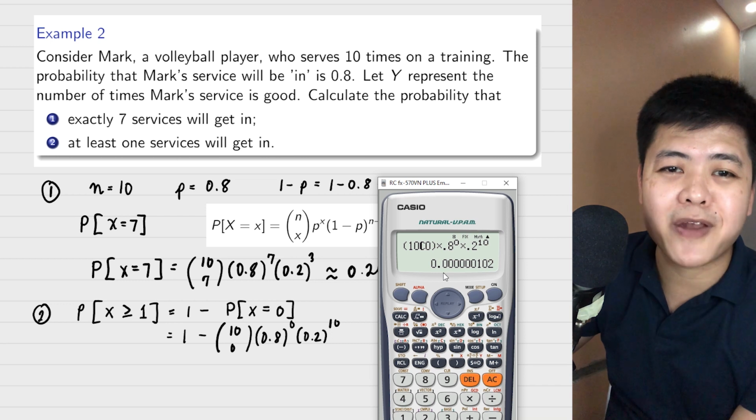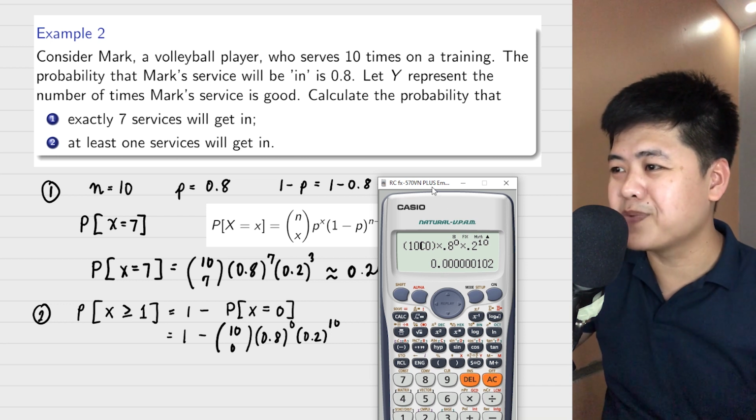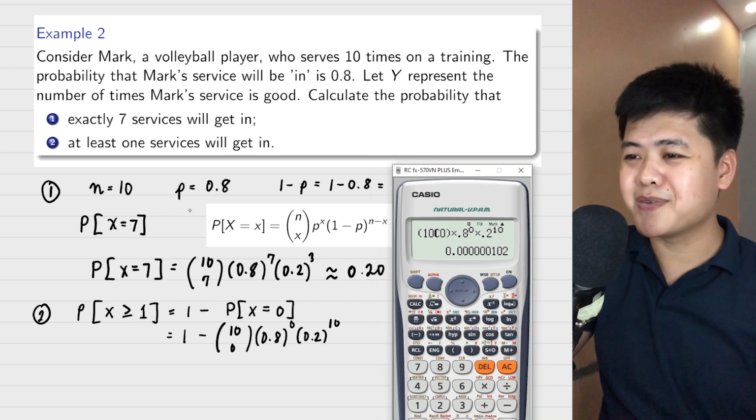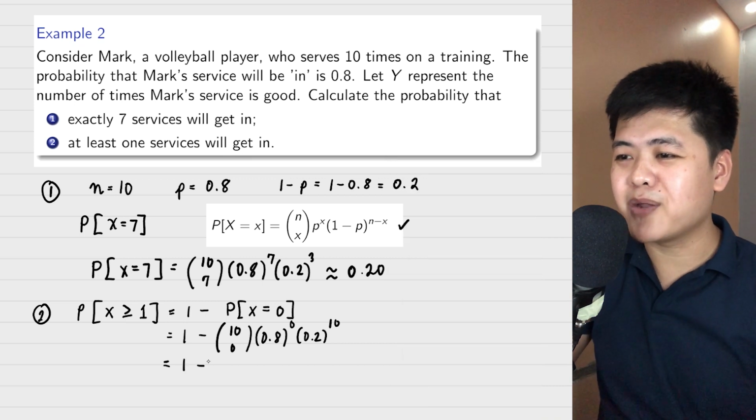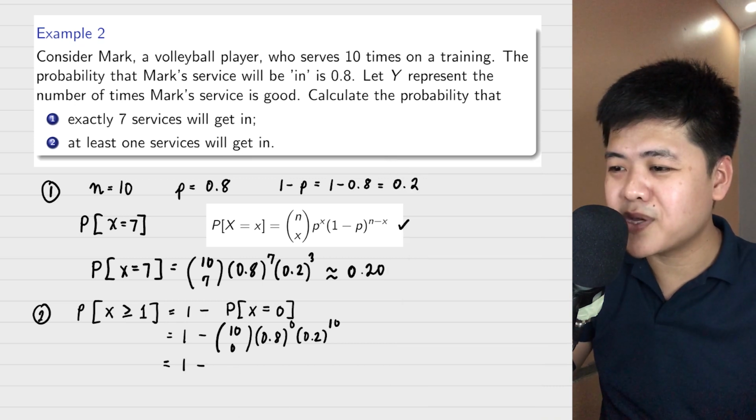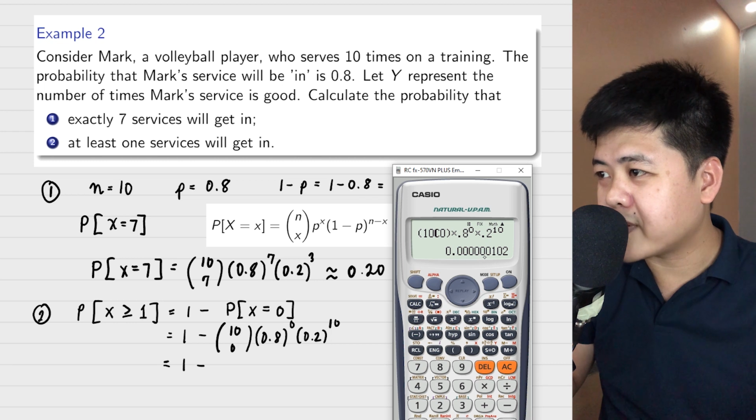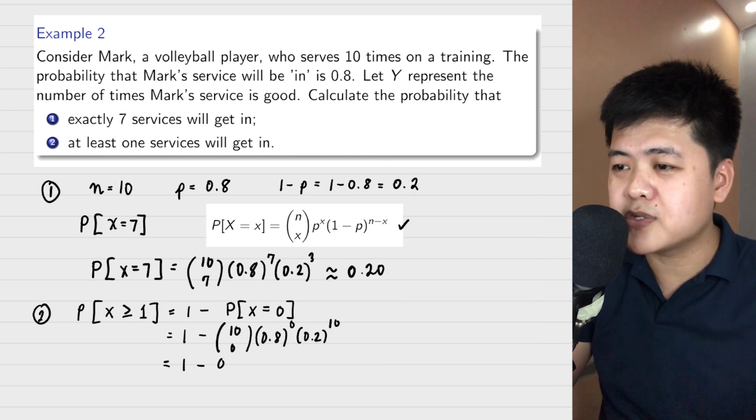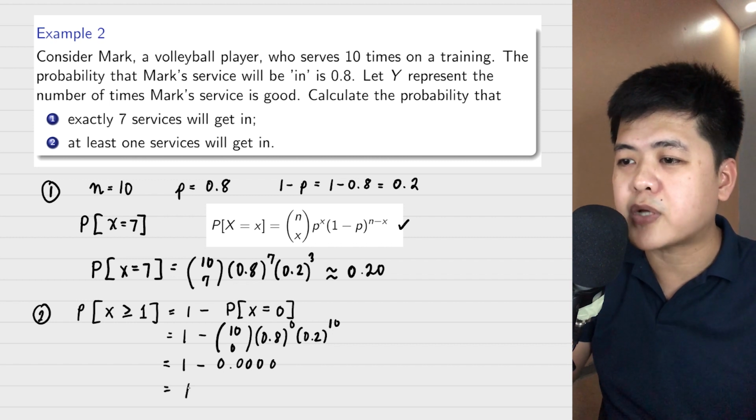Okay, so the answer is very, very, very small, no? Parang 0 na lang din, no? So it will become 1 minus a very, very small number. Ilang zeros yun? 1, 2, 3, 4, 5, 6, 7. 1 minus 0.0000, something like that. So the answer is 1. It's approximately equal to 1.